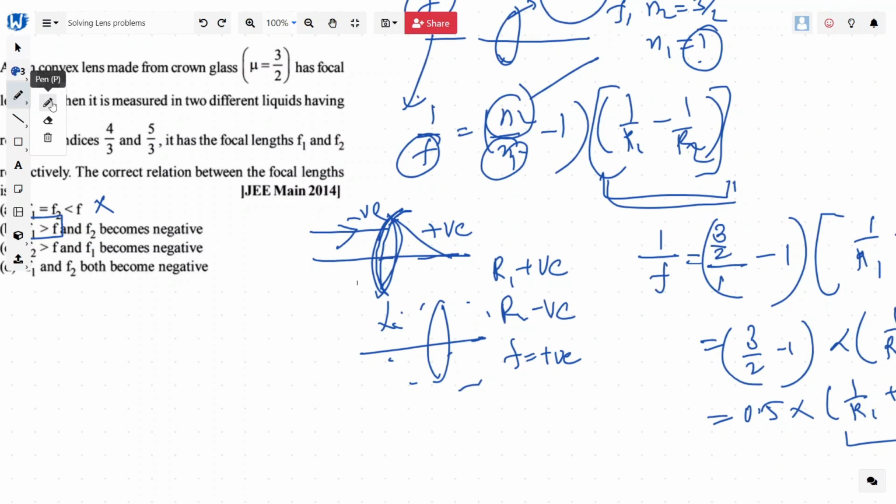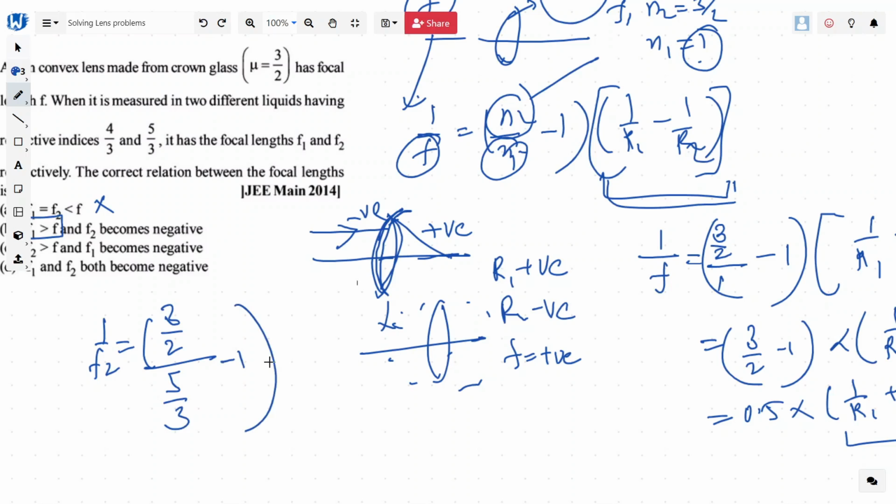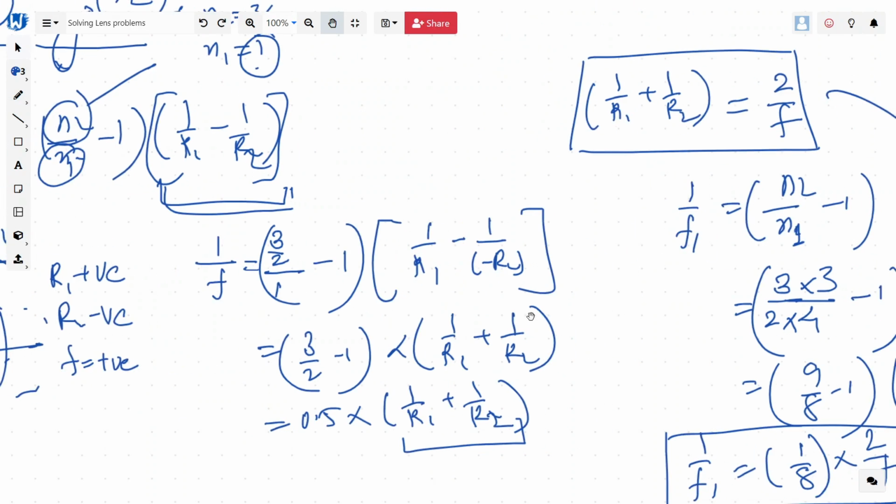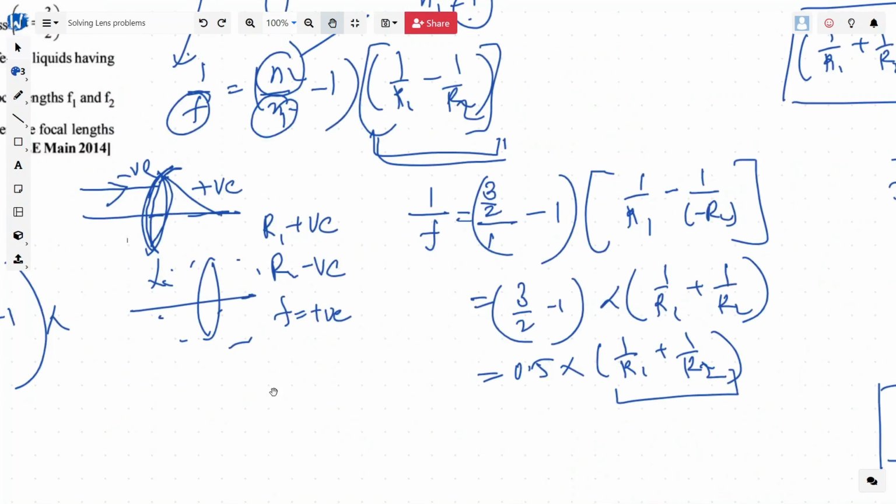So F2 is also very simple. Now we're going to write the lens maker formula with the same thing, right? So we have this 1 by F2, now the refractive index of the glass, 3 by 2, that is divided by 5 by 3, minus 1, and we already have that expression for 1 by r1 minus 1 by r2, which we can simply use, which is 2 by F.